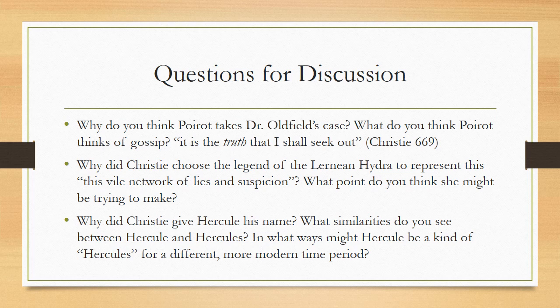So I'm not really going to answer these questions. I'm just going to talk about them a little. And there's different versions of them on the discussion board. So you can pick one of these if you want for your discussion board response. And so the first is to think about why Poirot took this case. Dr. Oldfield doesn't seem like a great guy. He's been ready to remarry for a while. But Poirot, I don't think it's that he feels sympathy for him. It's that he believes in the truth. He says, "It is the truth that I shall seek out." So no matter what it is, he's going to go up there and find the truth.